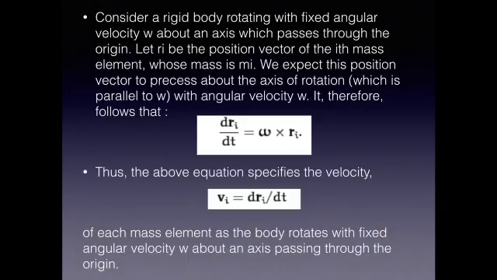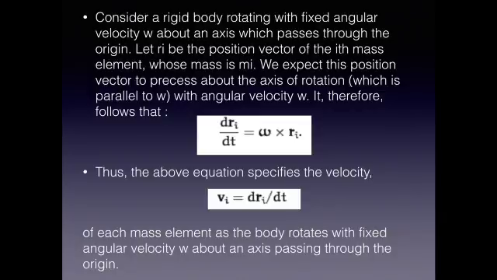Now, let us explain how we obtain the inertia matrix. Let us consider a rigid body rotating with fixed angular velocity omega about an axis which passes through the origin. Let Ri be the position vector of the ith mass element whose mass is mi. Now, we expect this position vector Ri to precess about the axis of rotation, which is parallel to omega, with angular velocity omega. Now we can derive that dRi/dt equals omega cross Ri.